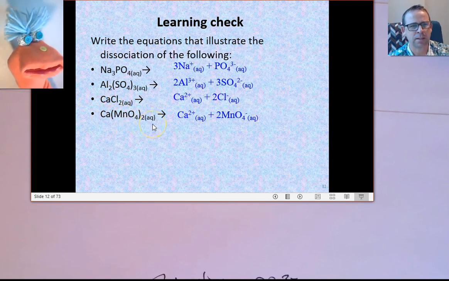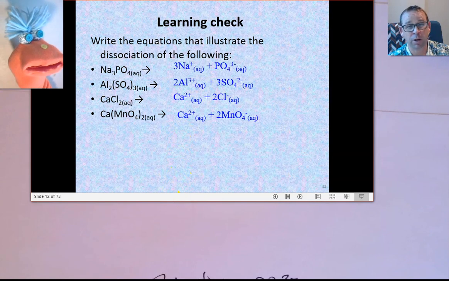Very good. Excellent job. So this is how we show the dissociation of ions. Or in other words, when we think about an ionic compound that's aqueous, we have to know that this means these specific ions are separated from each other and being dissolved and chaperoned around by water molecules. Okay? Good job.